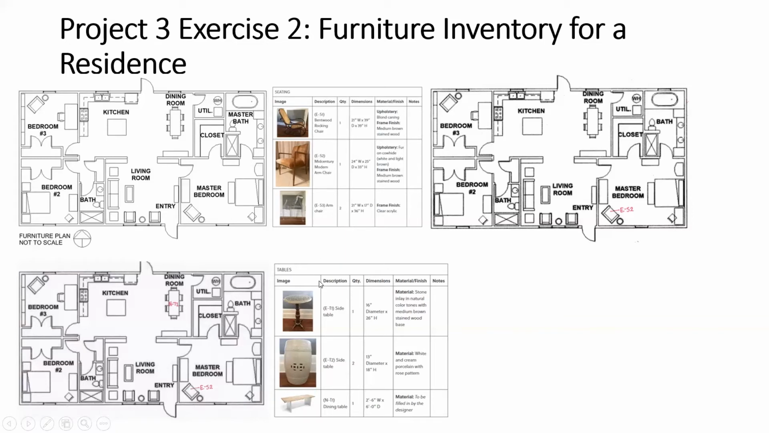So the deliverable for this assignment will be the completed furniture inventory with both the existing and new pieces of furniture indicated, all of the cells within the furniture inventory filled in, and a furniture floor plan that looks like this, except every piece of furniture here will have either a furniture designation that indicates that it's existing or a furniture designation that indicates that it's new.